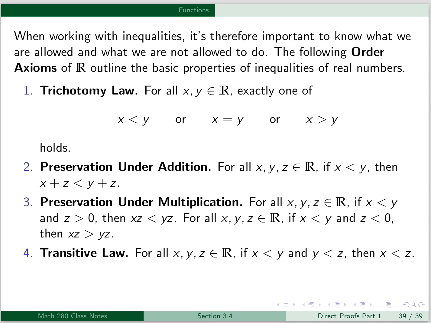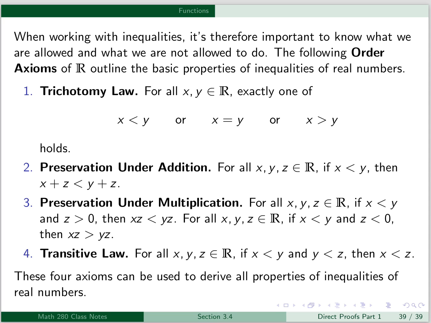And finally, our fourth law is the transitive law. For all x, y, z in the reals, if x is less than y and y is less than z, then x is less than z. So these four axioms can be used to derive all the properties of inequalities of real numbers. So when you're working with inequalities, you're allowed to use these four order axioms, along with whatever results that we prove using these four order axioms.